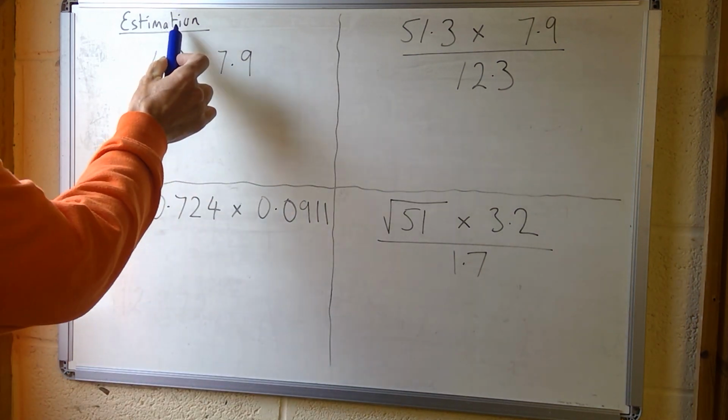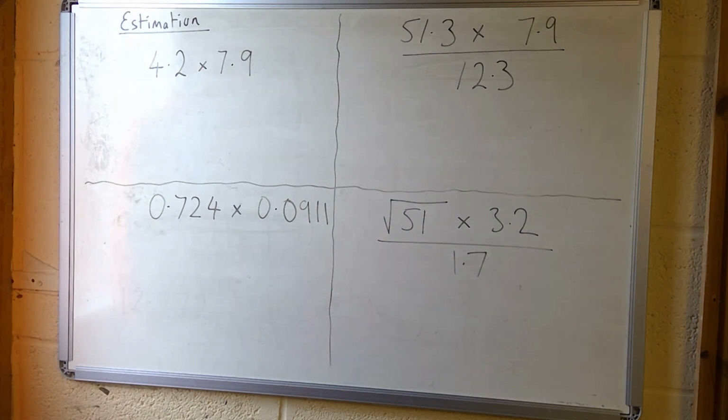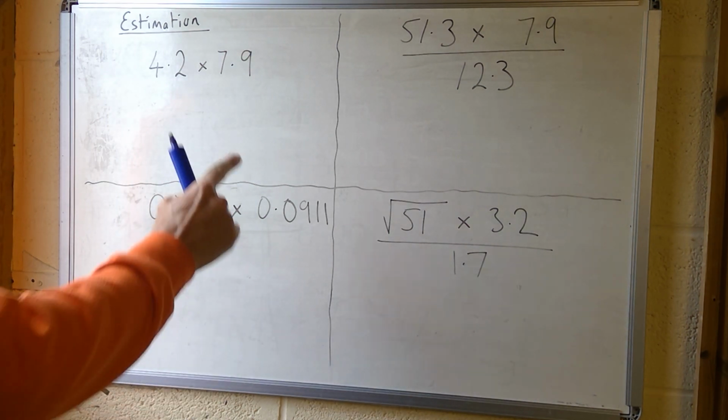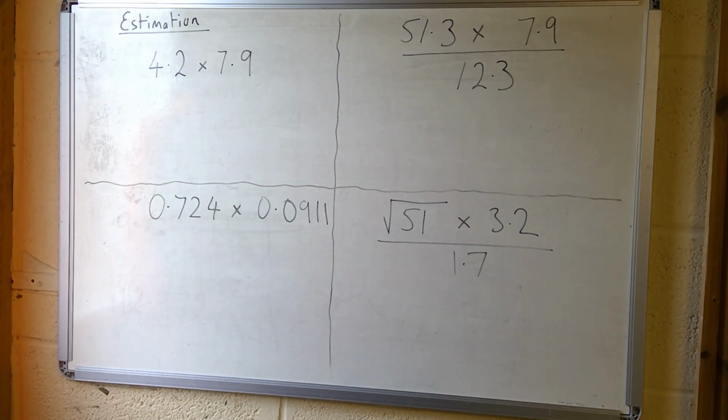Okay, today we're going to do some estimation, and to be more precise, we're going to do some estimation using one significant figure rounding. There is another video on significant figures. If you're not sure about using significant figures, you may want to watch that first. We're going to have 4 examples which get more difficult as we go along.